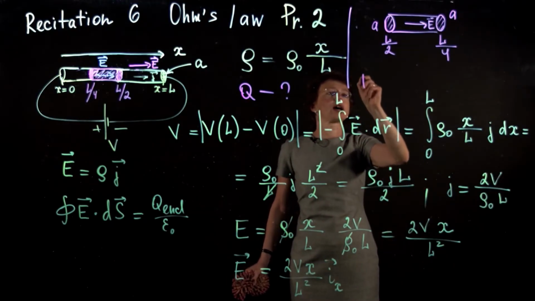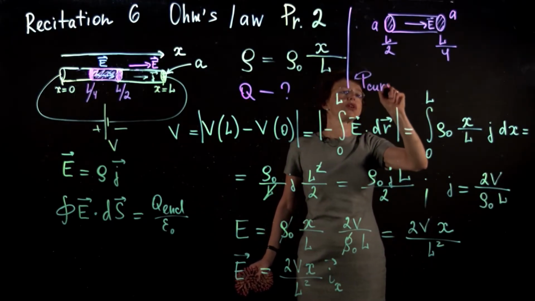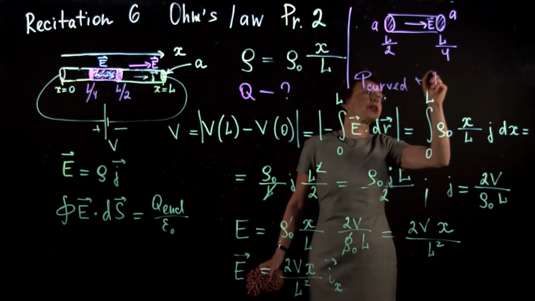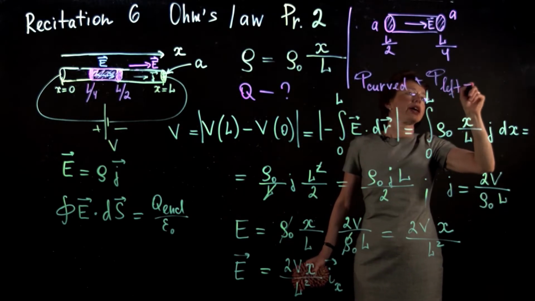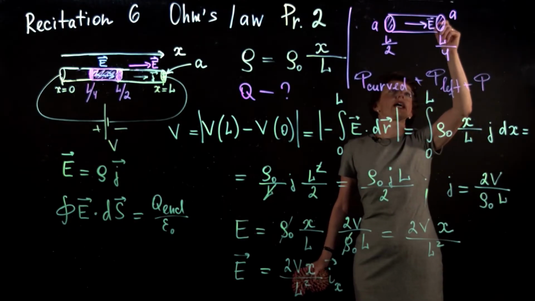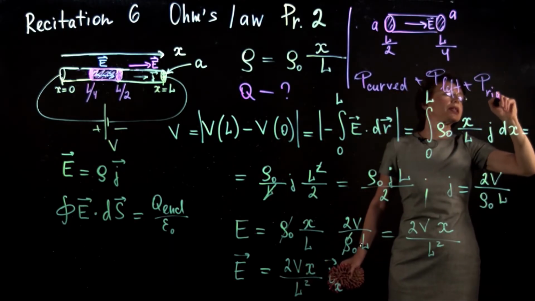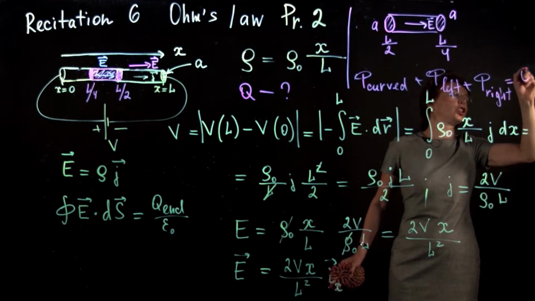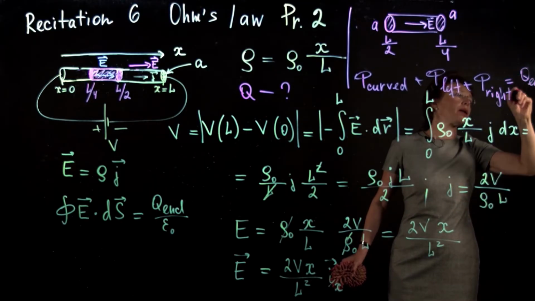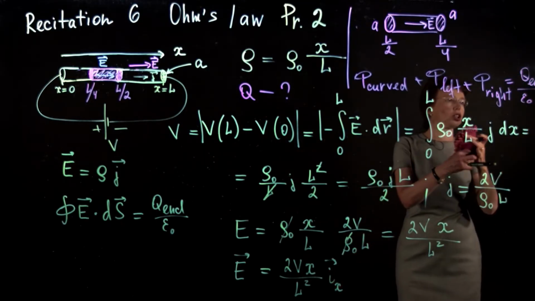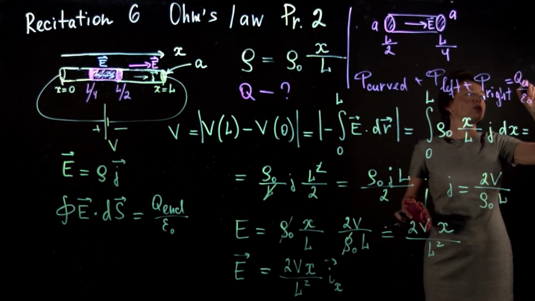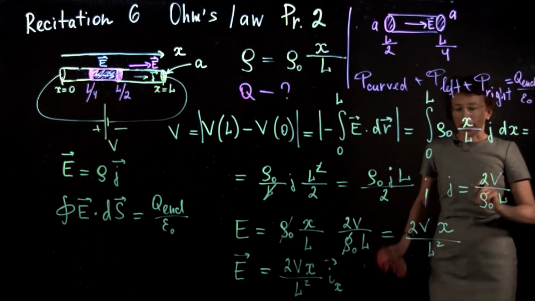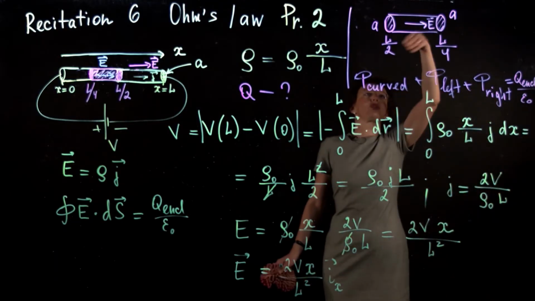So it is flux through the curved surface, and then flux through the left surface, and then phi through this right surface, and this is equal to charge enclosed over epsilon naught. Q enclosed over epsilon naught. Okay, so what is phi through the curved surface?